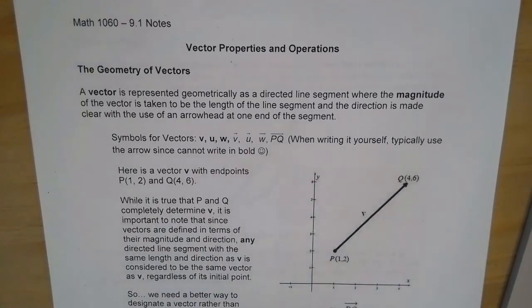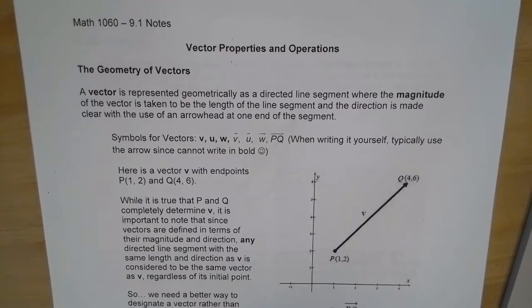Alright, so symbols to use for vectors. You have it in bold: V, U, and W is mostly what they use for your variables. Or if you can't bold, you'll do your V, U, W with an arrow on top.